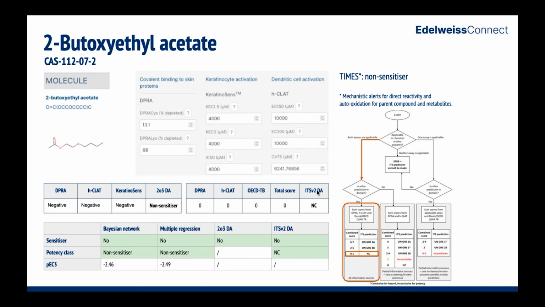And following ITS version 2 defined approach, DPRA score contribution is 0. Same is with HCLAT and OECD toolbox. So in ITS V2 decision tree, it was easily and conclusively classified as non-sensitizer. Within the SaferSkin app, Bayesian network and multiple regression both predicted butoxyethyl acetate as non-sensitizer.